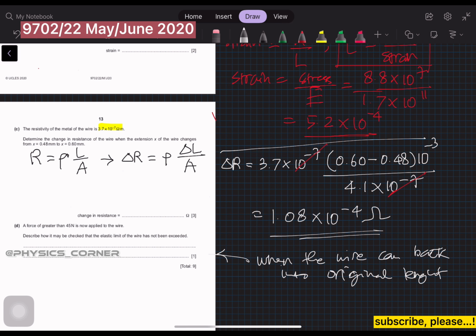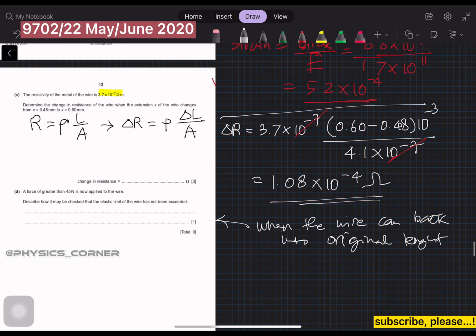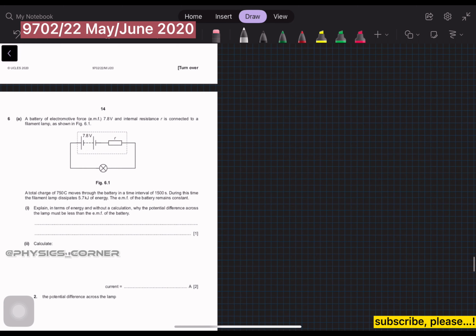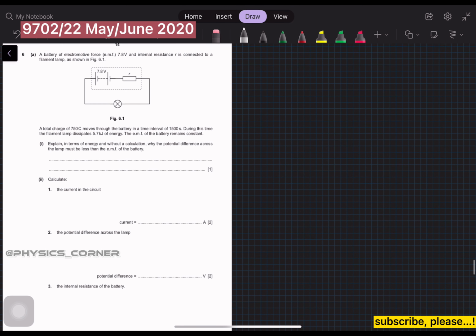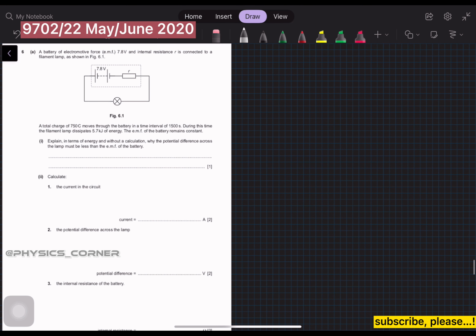Okay, that's it. I hope you can understand what I explained here. So we can continue to the next number. The next number is number 6, about electricity.